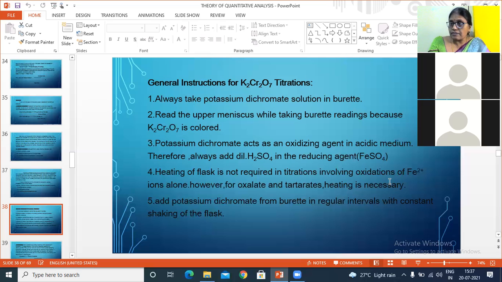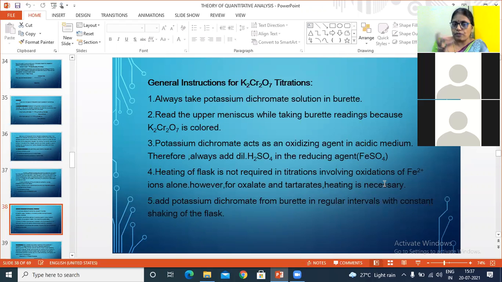solutions in the presence of sulfuric acid only, because only in the presence of sulfuric acid can potassium dichromate act as an oxidizing agent. Why are we not supposed to use nitric acid and HCl in the acidic medium? We discussed that in the previous class for potassium permanganate, and the same thing is applicable for potassium dichromate also. Add potassium dichromate from the burette at regular intervals with constant shaking of the flask.